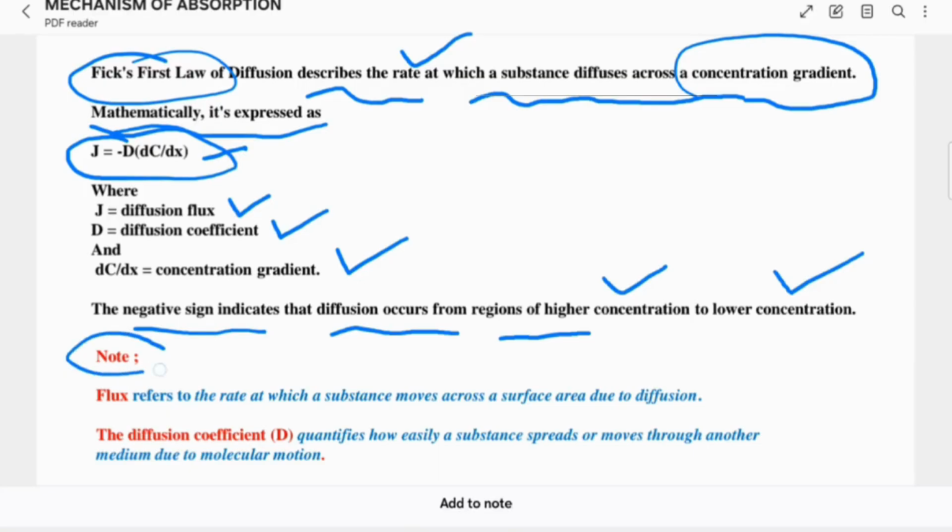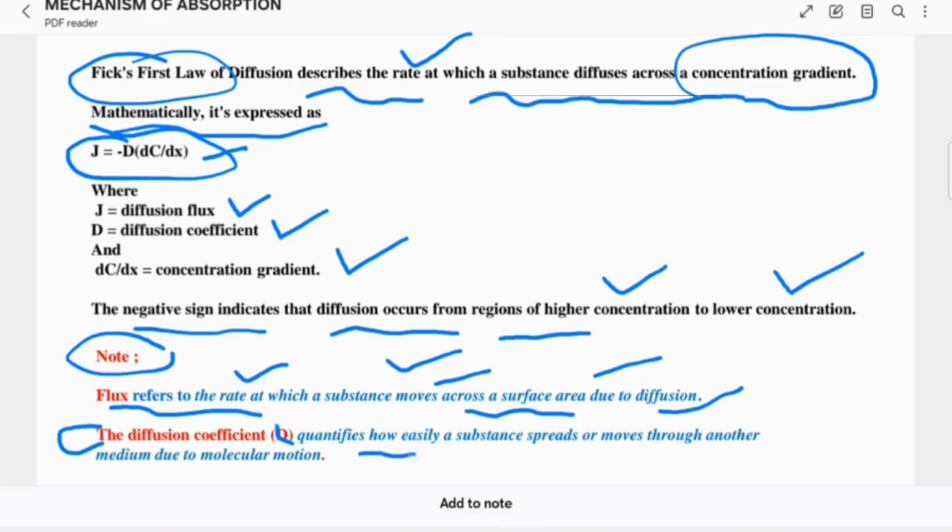There are two points to be noted here. Flux refers to the rate at which the substance moves across the cell surface area. Flux means the speed or rate at which the substance moves across a surface area due to the diffusion process. Another point is the diffusion coefficient, capital D. It quantifies how easily a substance spreads or moves through another medium due to molecular motion.